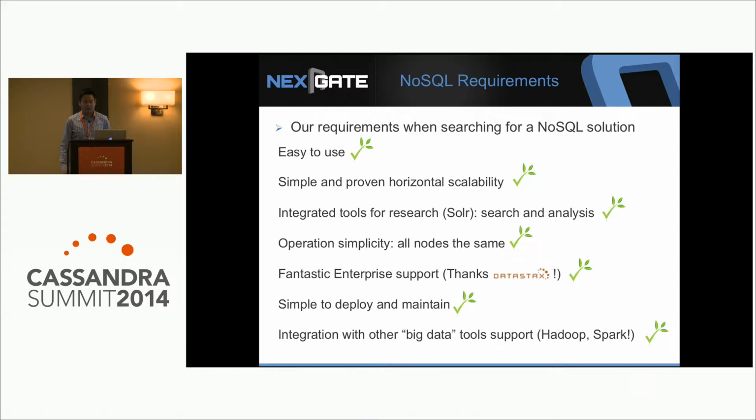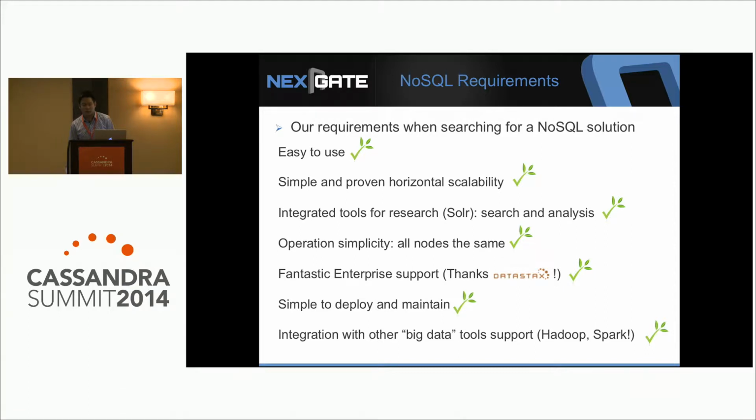And we wanted something that would scale horizontally. If you had a cluster and you fired up a server, the cluster would magically know that server's there, and you would have a new node in your cluster. So you wanted something that was simple and proven, and Cassandra is just that.